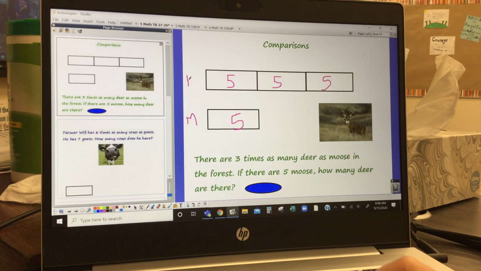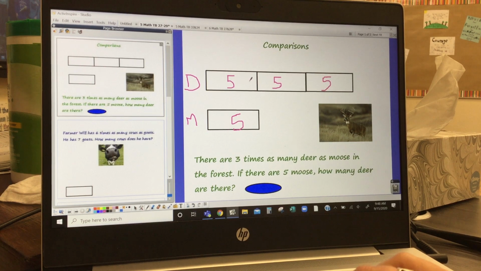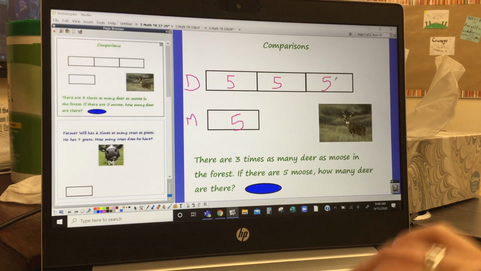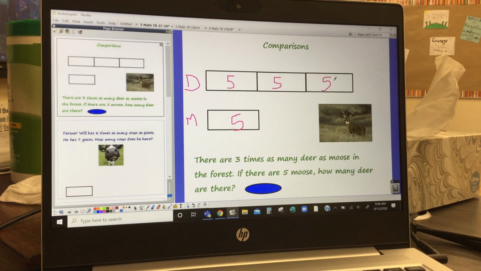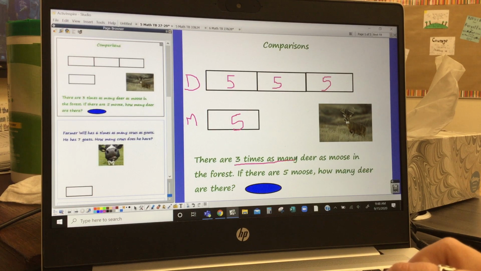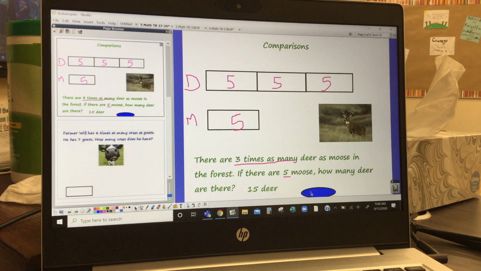There are 3 times as many deer as moose. So here's 1, 2, 3 groups of deer compared to 1 group of moose, right? And you guys know how to solve this. There are 3 times as many. Those are keywords for multiplying, okay? So we have 3 times as many deer as 5 moose. Well, you definitely know you would do 3 times 5, right? To get 15 deer, okay?